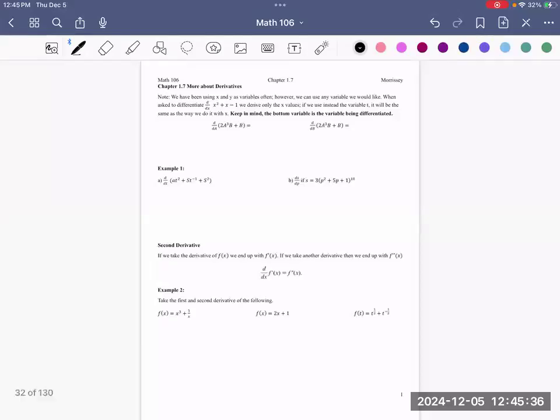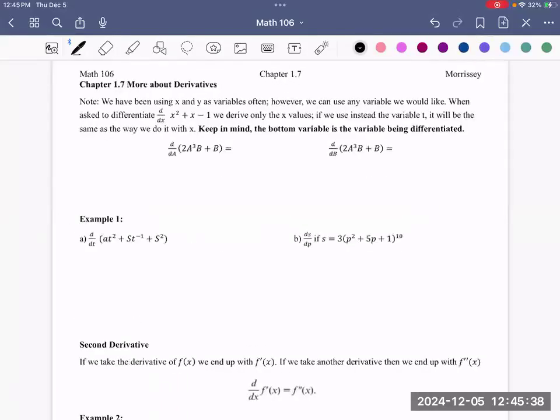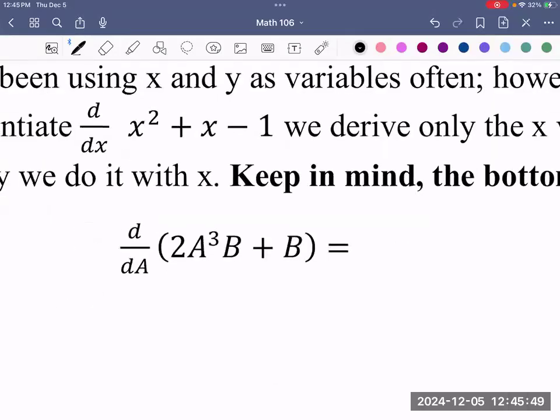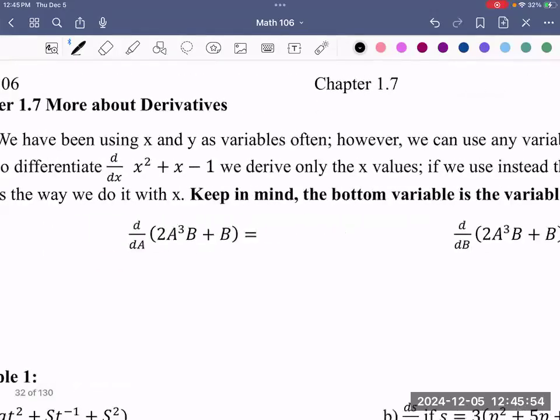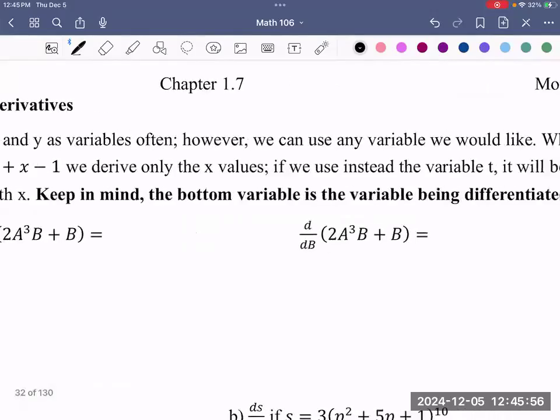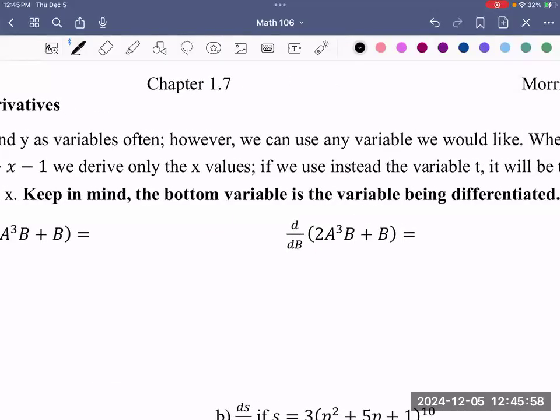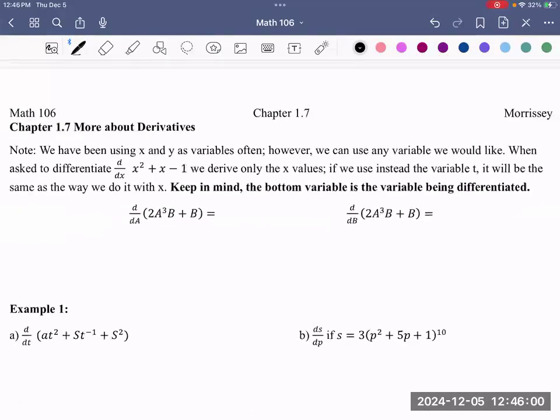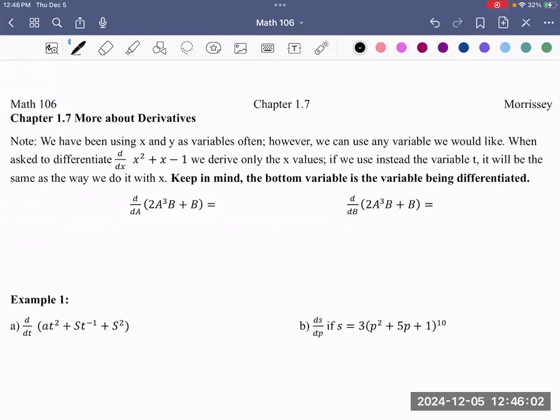So now that we've been using variables such as x and y a little bit more often, we can actually use any variable that we like. So when we're asked to differentiate d over dx of x squared plus x minus 1, we are deriving only your x values. If we use variables instead like t, it would be done the same way as with x. Now keep in mind, your bottom variable is the one that is being differentiated.